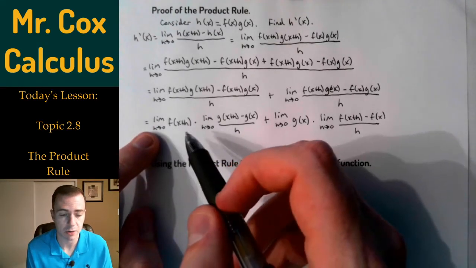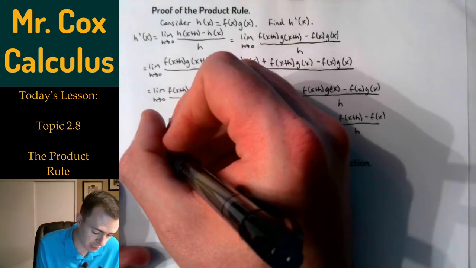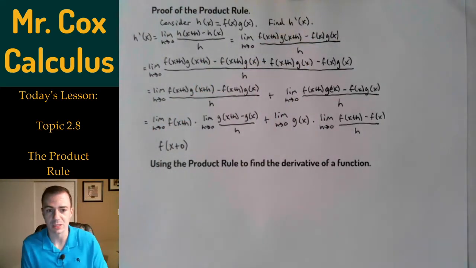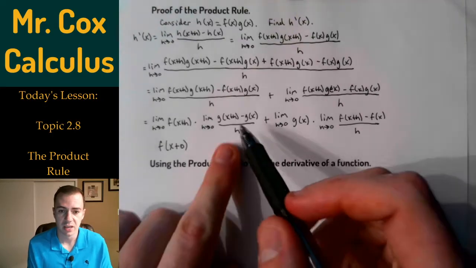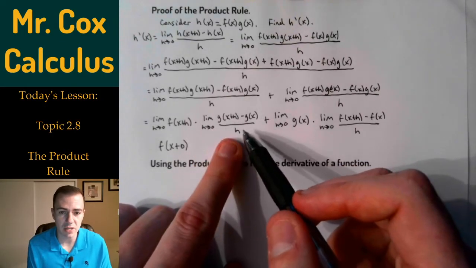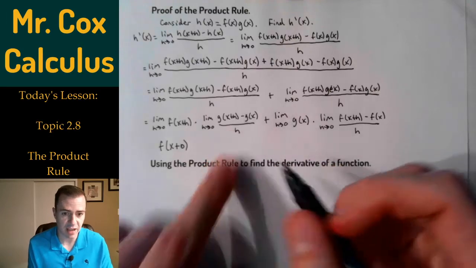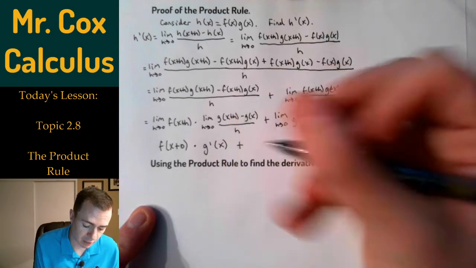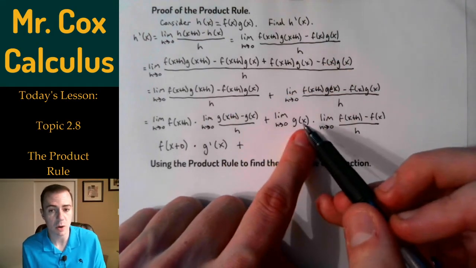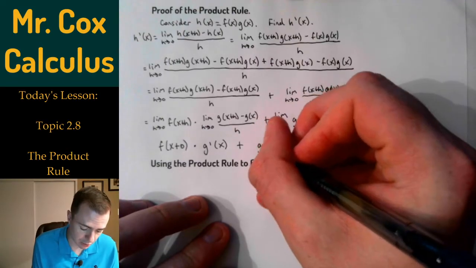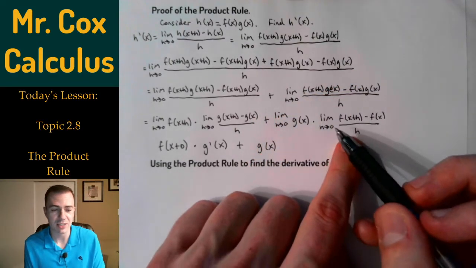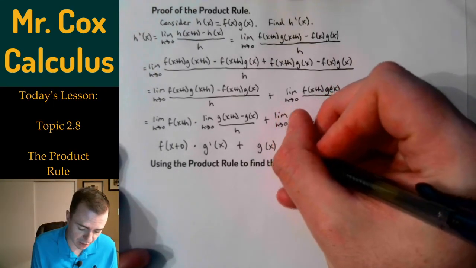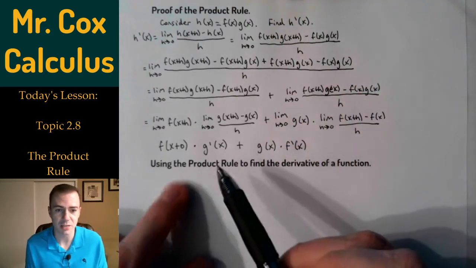All right, so now let's evaluate each one of these limits here. The limit as h approaches 0 of f of x plus h is going to equal f of x plus 0, which is going to be f of x. This right here is our limit definition for the derivative of g of x. So I can actually replace this with g prime of x, plus the limit as h approaches 0 of g of x, which is just going to be g of x. And then the limit as h approaches 0 of this expression right here, there's our limit definition for f prime of x. And so I get this really interesting result here.